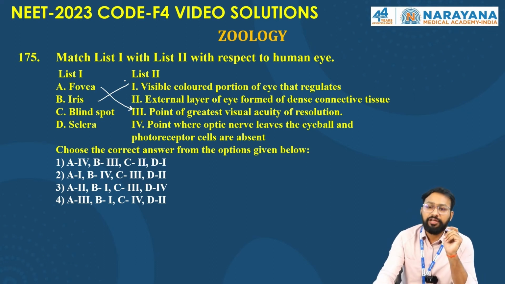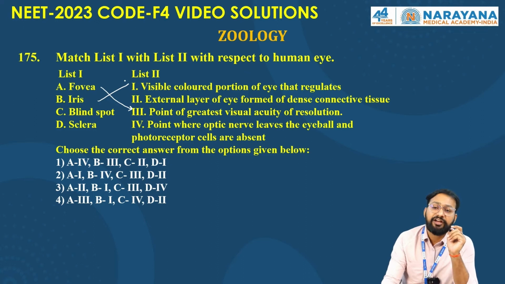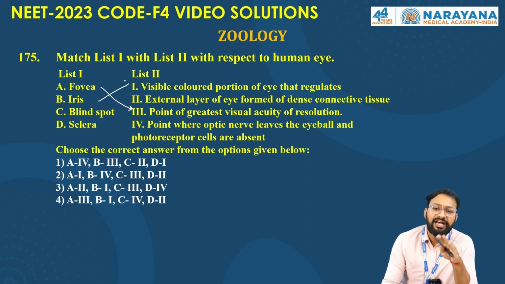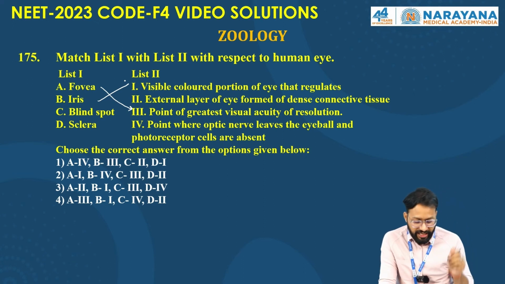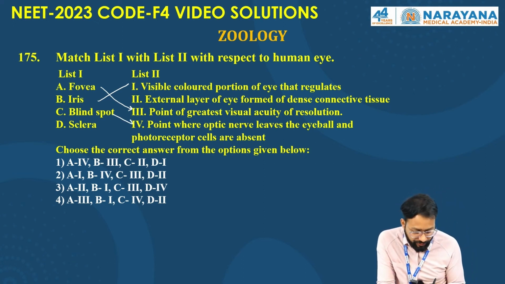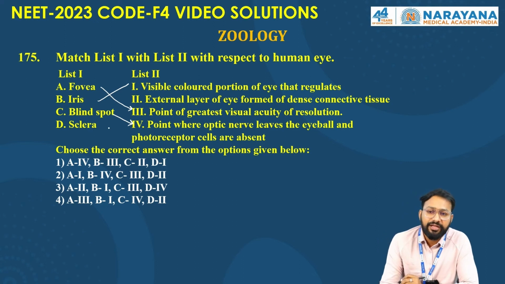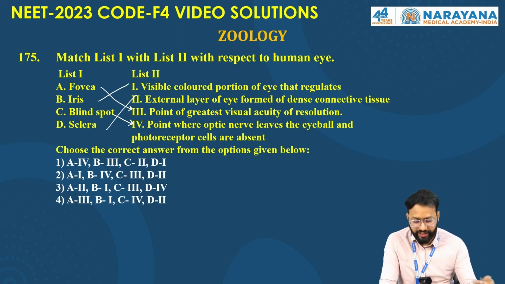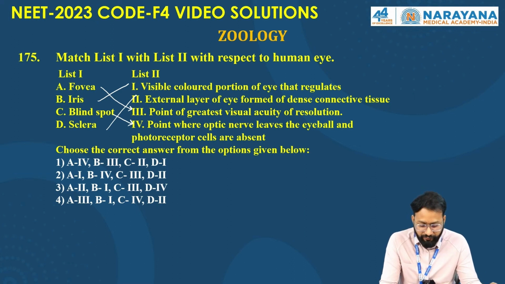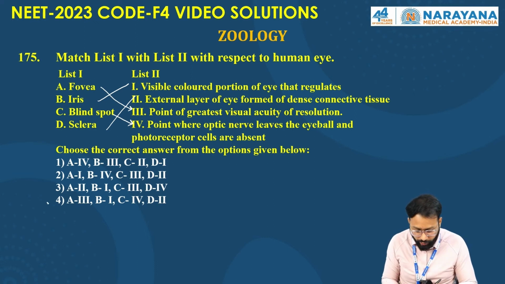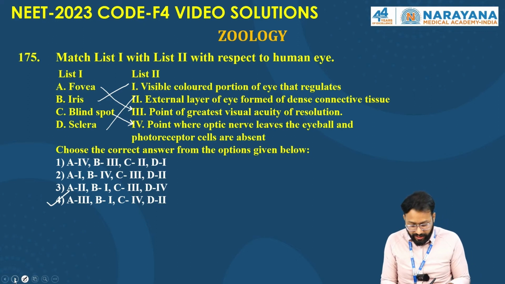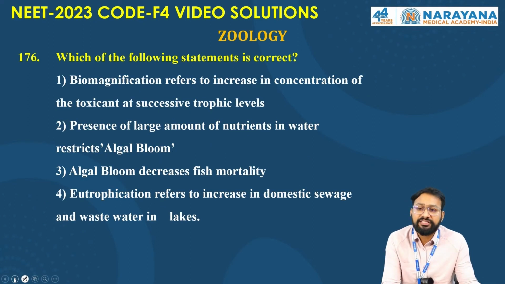Blind spot is the area from where the optic nerve arises. Over there, photoreceptors are absent, so an image would not be formed. So C will be 4. Sclera is the external layer of the eye. So it should be 3, 1, 4 and 2. Option 4.